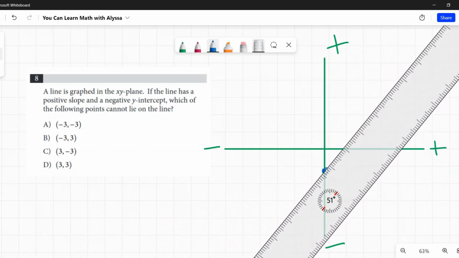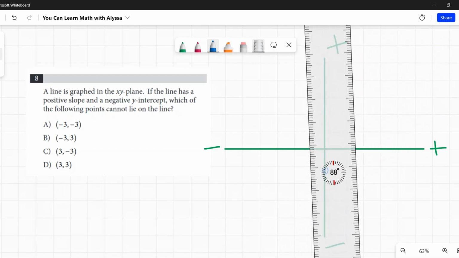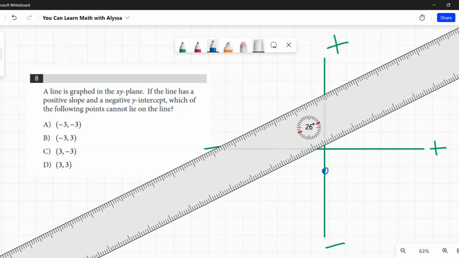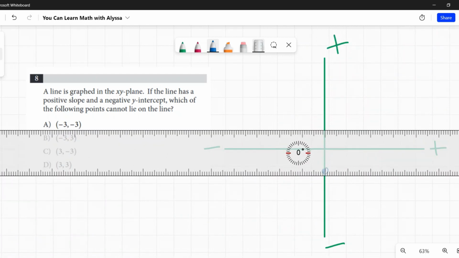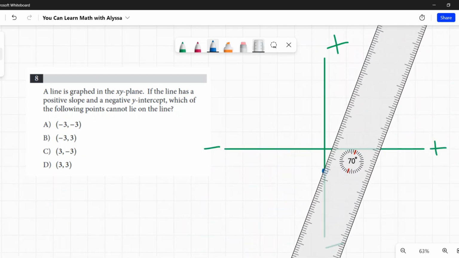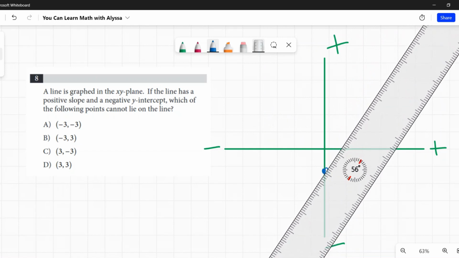If I take this ruler and I put it through here, now again, remember, vertical is not positive or negative. That is an undefined slope. Horizontal is not positive or negative. It is 0. So it has to be at an angle. Vertical doesn't count. Horizontal doesn't count. So it's going to be going up to the right to have a positive slope.